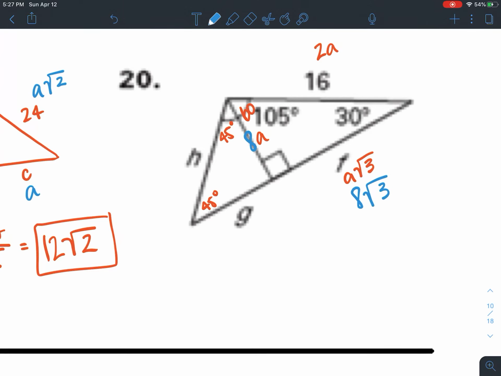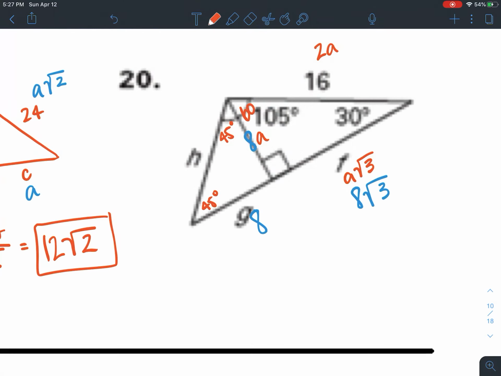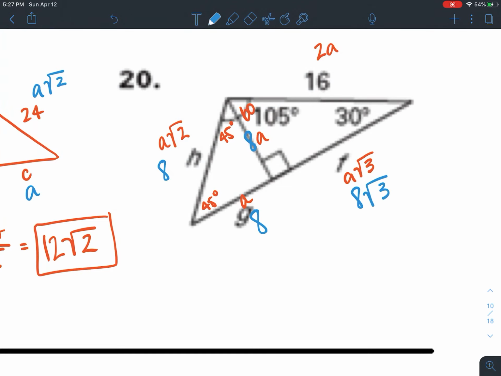I've got a 45, 45, 90. So this piece over here will also be 8. And if I follow my pattern again, for my 45, 45, 90, I have A, and A square root 2. So this piece over here ends up being 8 square root 2.